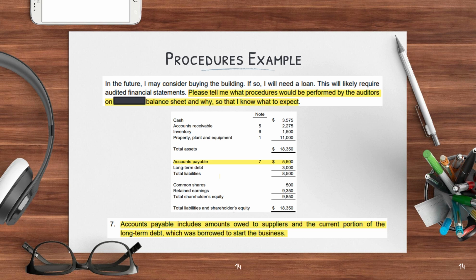And if we start reading from where I've highlighted, it says, please tell me what procedures would be performed by the auditors on ABC's balance sheet and why, so that I know what to expect. In this example, I'm only going to show you procedures for one of the line items as an example. So I've chose accounts payable. As you can see, I've highlighted the accounts payable row, and I've also brought in the notes that are attached to that line item, which says accounts payable includes amounts owed to the suppliers and the current portion of the long-term debt which was borrowed at the start of the business.